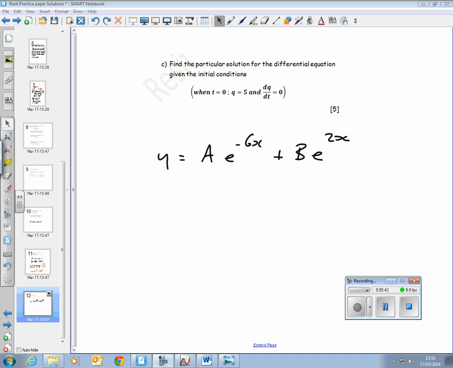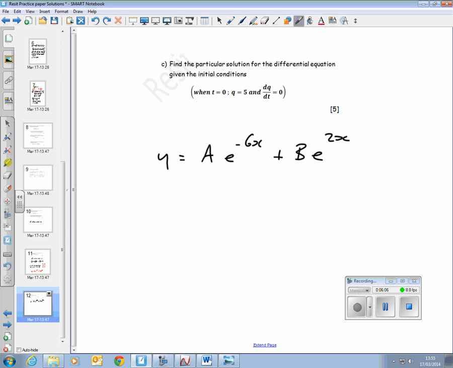Okay, so now we've got our general solution. Remember, it's a general solution because we don't know A and B. So in part C, you're asked to find a particular solution given some initial conditions, as we've discussed. In the exam, you might well be given the general solution and then asked to carry on and put the initial conditions in.